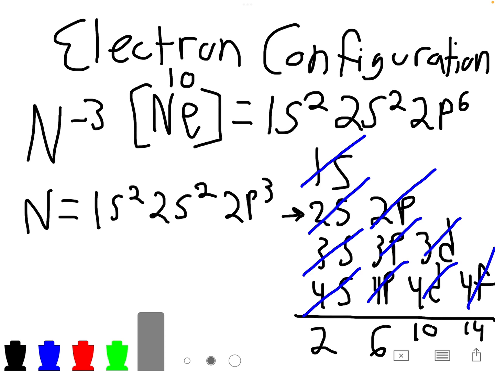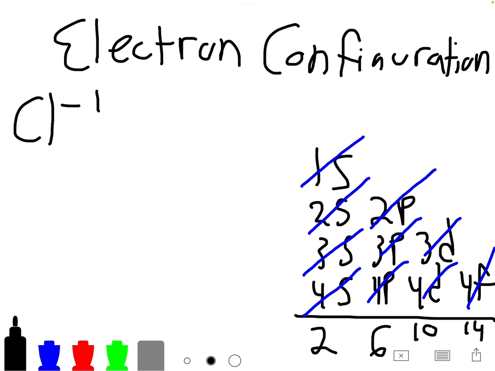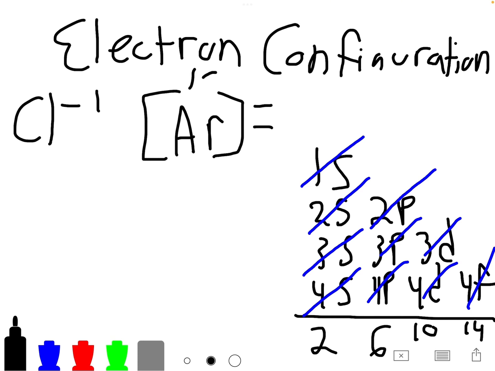Negatively charged chlorine. So looking at your periodic table, if you go over just one from chlorine, that is another noble gas, which is argon. And then you just break down argon. Argon has 18 electrons. So we have to fill up our orbital blocks to get 18, so that will be the noble gas configuration of chlorine. So we have to break down argon.